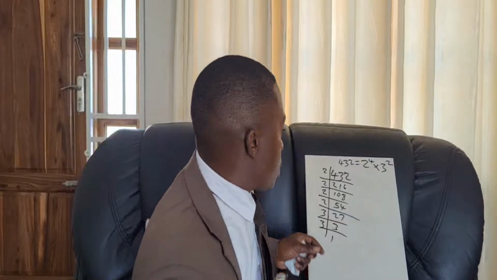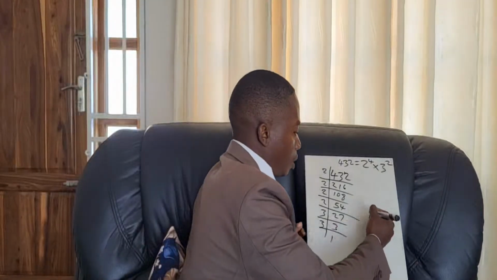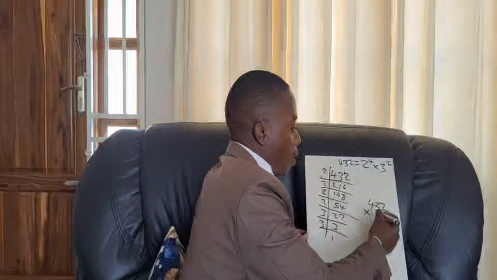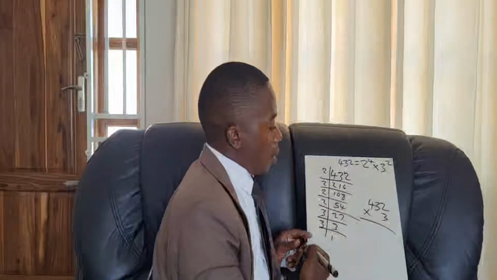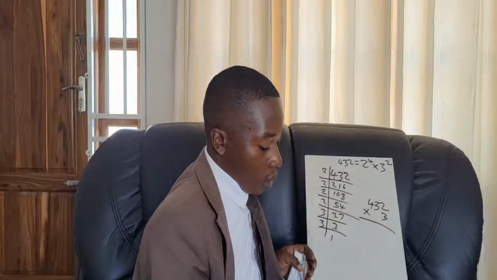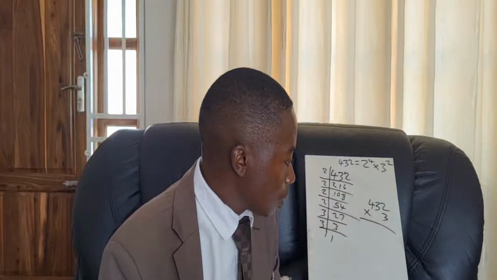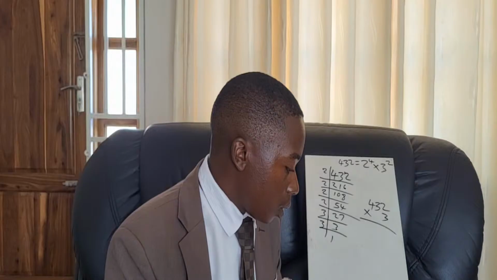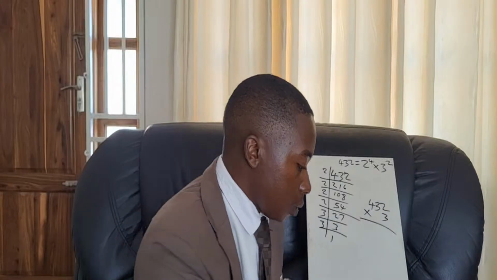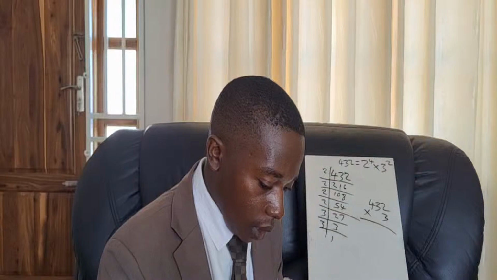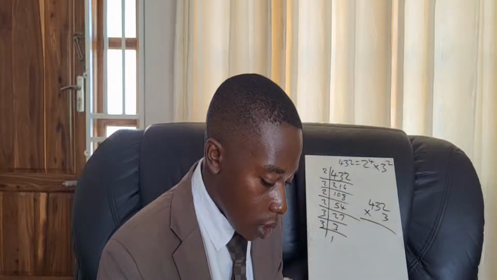1,296. 432 multiplied by 3, what did you get? 1,296. Alright, if you multiply it by 2, what do you get?